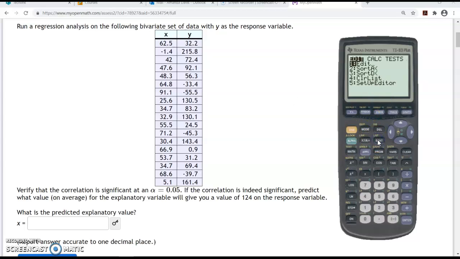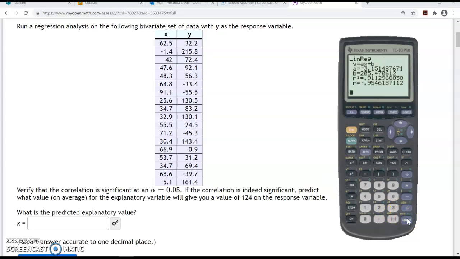And so the first thing we want to do is go to Stat and Edit. And I've done this ahead of time, so you don't have to watch me type all these numbers in. You want to type in all of your X's in L1, all of your Y's in L2. And then we go to Stat Calc, scroll over and down to number 4, linear regression ax plus b. And on this calculator, I'm not sure if they all work the same, but on this calculator, I have to tell it to use list 1 and list 2. So that's where my data is sitting.